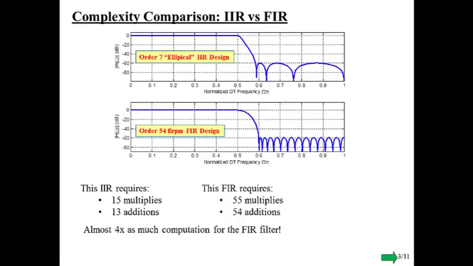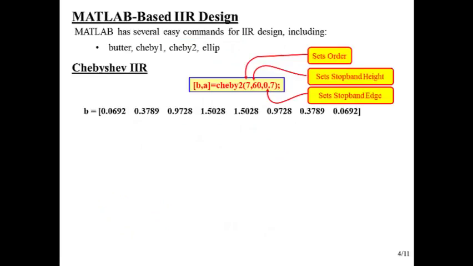I chose these two because their magnitude performance is pretty close to being the same, but we can see that the IIR is only going to need 15 multiplies and 13 additions, whereas the FIR would need 55 multiplies and 54 additions. So we need almost four times the computation for the FIR filter, so that could be significant in some applications. So we're just going to briefly talk about four easy commands that MATLAB has for IIR design. These are not the only ones, but these are four of the more common ones.